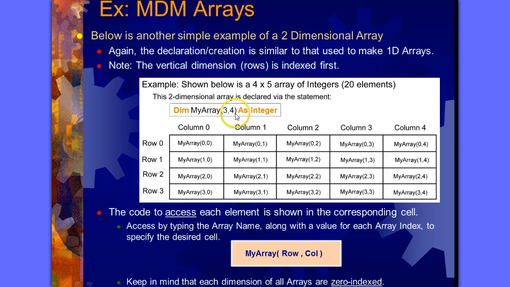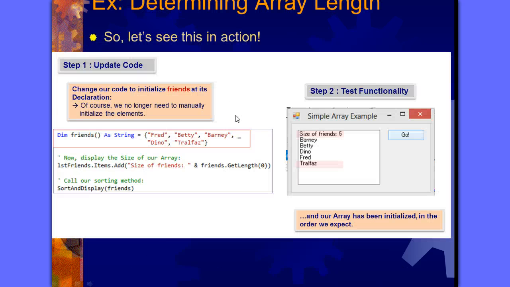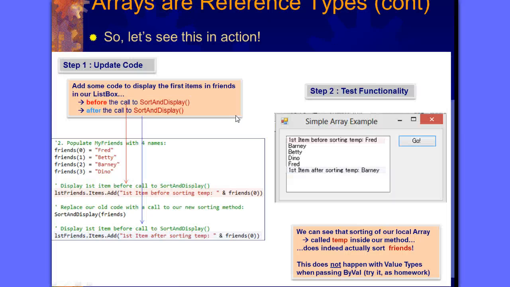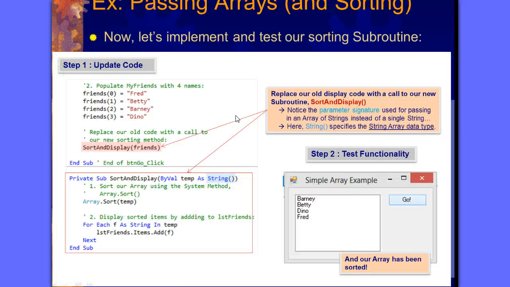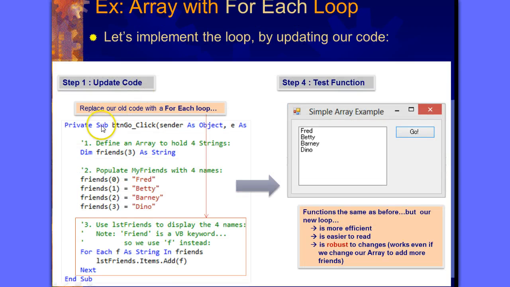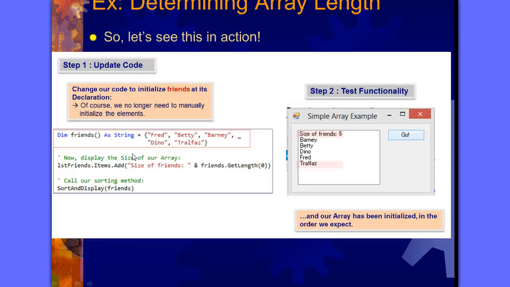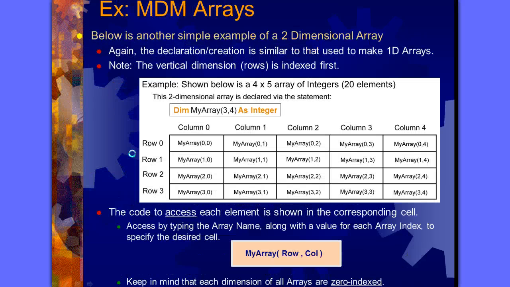Okay, so here's how we declare this 2-dimensional array. Remember how we declared the 1-dimensional array? Was back here. So dim friends 3 as string. Now if it was a 2-dimensional, we'd say friends 3 comma 4, for example, as string. So we have an extra argument in friends here. I guess I can call it an extra argument. Okay, so there it is.